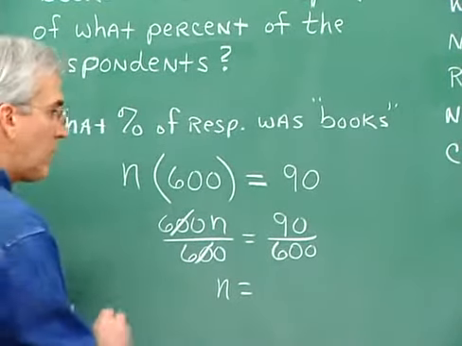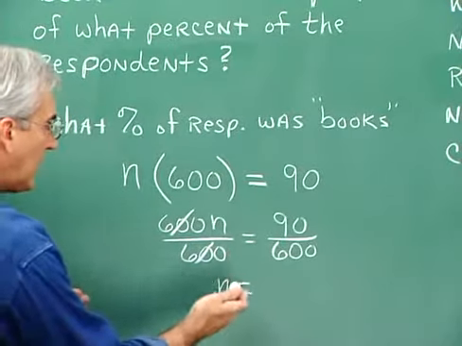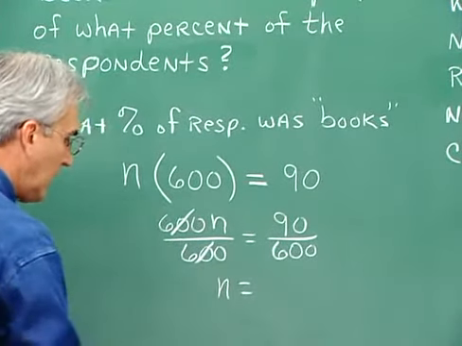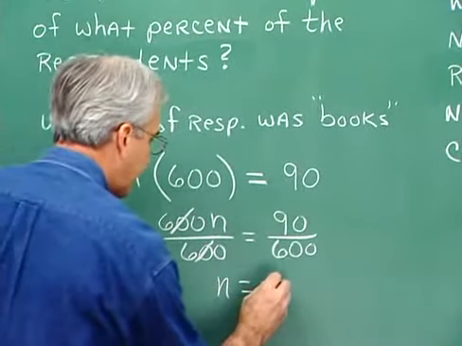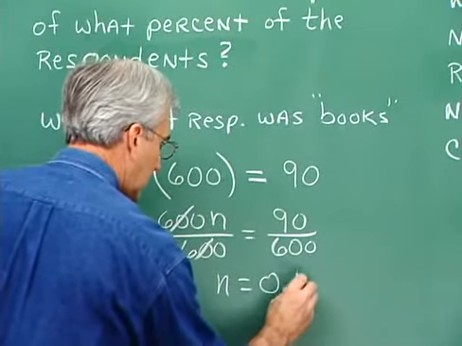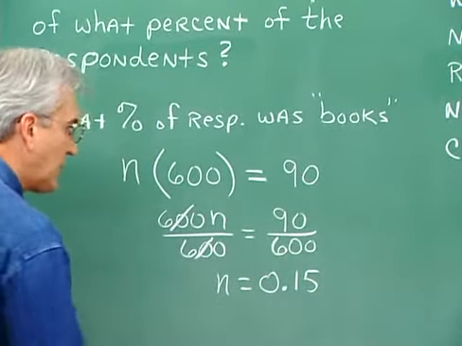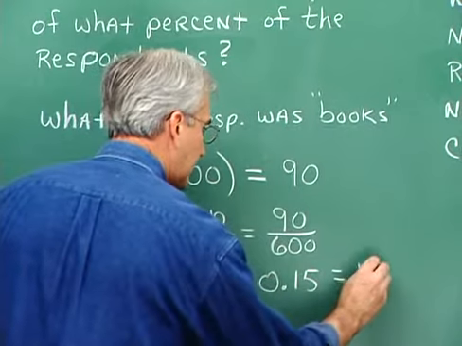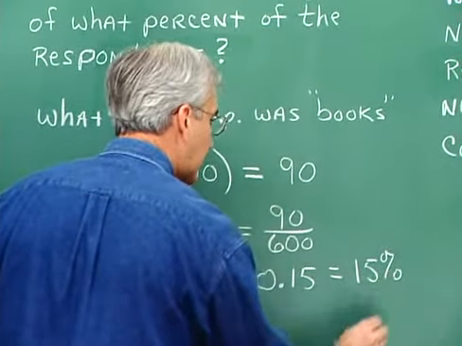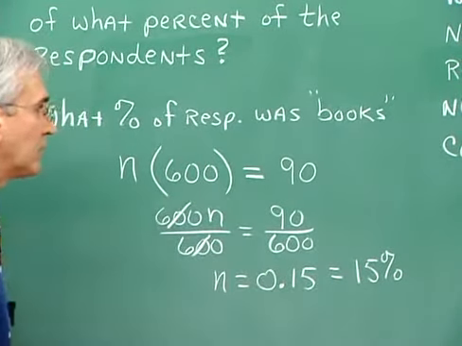Now, remember that we want some percent here for N, so we're going to write this as a decimal, and it turns out to be this decimal, and that decimal turns out to be 15%. So 15% of the respondents selected books.